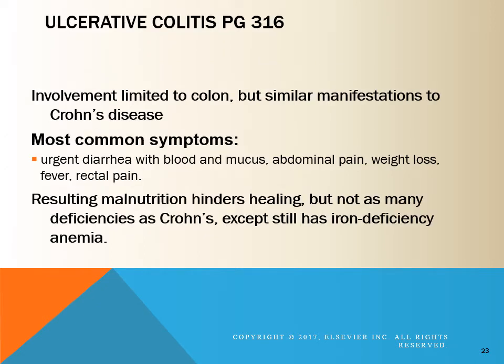Ulcerative colitis. So this begins at the anus. Involvement is limited to the colon, but similar manifestations to what we saw in the previous slide of Crohn's disease. So we have a lot of similarities here, but this one is specifically limited to the colon. The most common symptoms include urgent diarrhea with blood and mucus, abdominal pain, weight loss, fever, and rectal pain. Resulting malnutrition hinders healing, but not as many deficiencies as Crohn's, except it still has iron deficiency anemia.